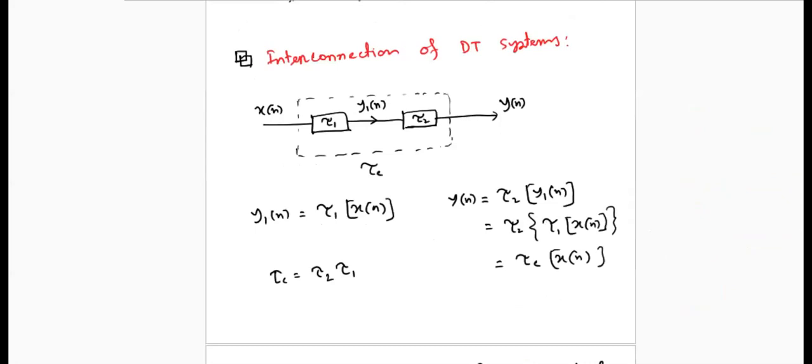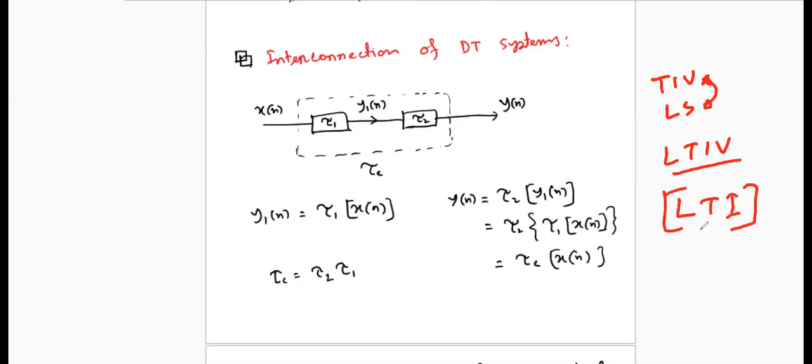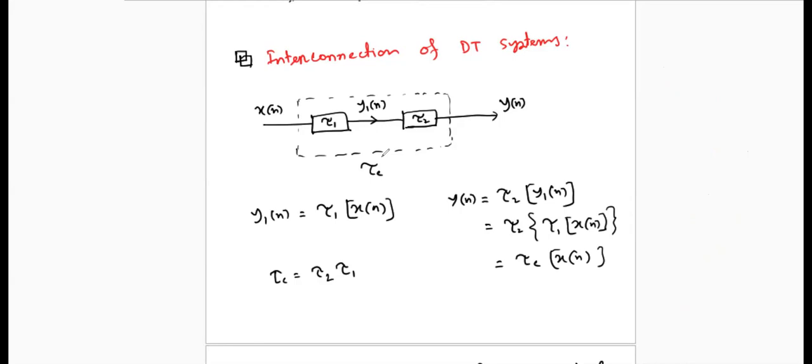Now you need to think about, we have the knowledge of the time invariant system and a linear system. If both properties are there in a system, then it is called a linear time invariant system, or you can say LTI system. This is very important, LTI, linear time invariant system.